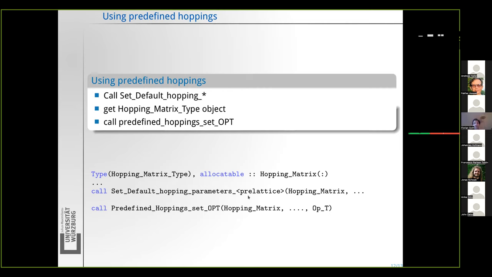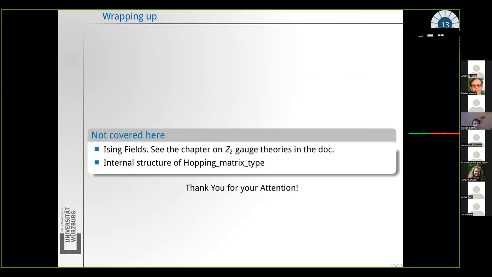And then from the entries in that matrix, you can call another function, so-called predefined hopping set opt, which generates the entries of the opt matrices. This would be the workflow to actually utilize these functions. And then the opt entries are set, which is the required input for the BSS algorithm. Okay. Anything else?